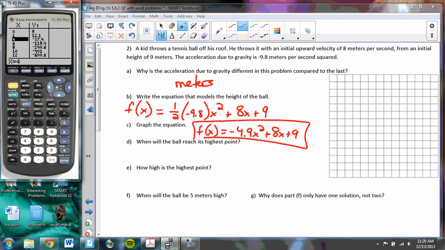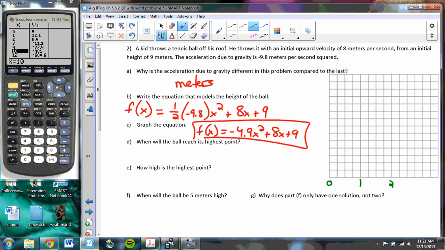So 0, 1, 2, 3, 4. Even at 3 seconds, I'm underground. So I'm going to count from 0 to 3. I think I'll count by quarters. There's 0, 1 quarter, 1 half, 3 quarters, 1, and so on. Which makes this a half, and this 1.5, and this 2.5. These are my seconds.